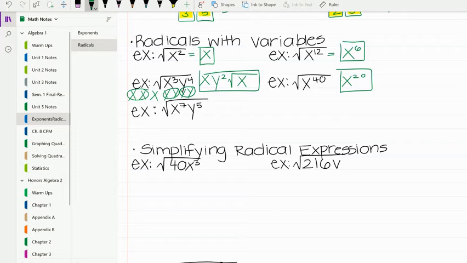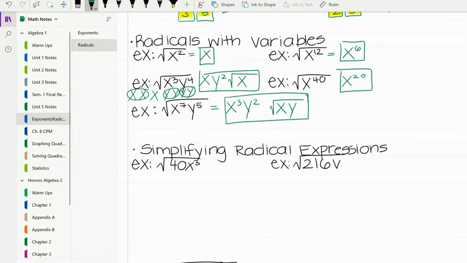Okay, now looking at this one, so I know that there would be 3 pairs of x squareds. Okay, but I'm going to leave some space. I know I have 1 left over x. And then what's the square root of y to the 5th? So how many y squareds are in there? There's 2, but then 1 left over. So what you should be gathering is anytime you have an odd exponent, you will have a leftover that has to go into the square root or into the radical.